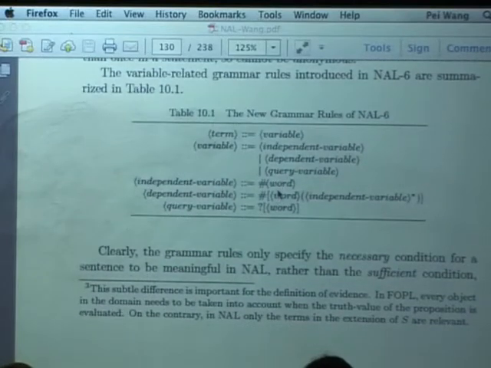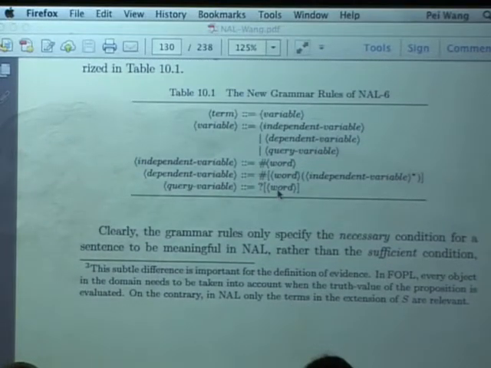So now the new grammar rules. You see now a term can be a variable. A variable can either be an independent variable, a dependent variable, or a query variable. Okay. Here I still say that for a dependent variable you need to mention the dependency, but as I said, later you don't have to, so that for each of them, you just need a special symbol to indicate what type of variable it is. Then you need a name. Why do you need a name? Because in one sentence, later you will see you can actually have more than one variable. So you have to say which is which. Okay. So you just use a word, just like x, y, and 1, 2, 3.